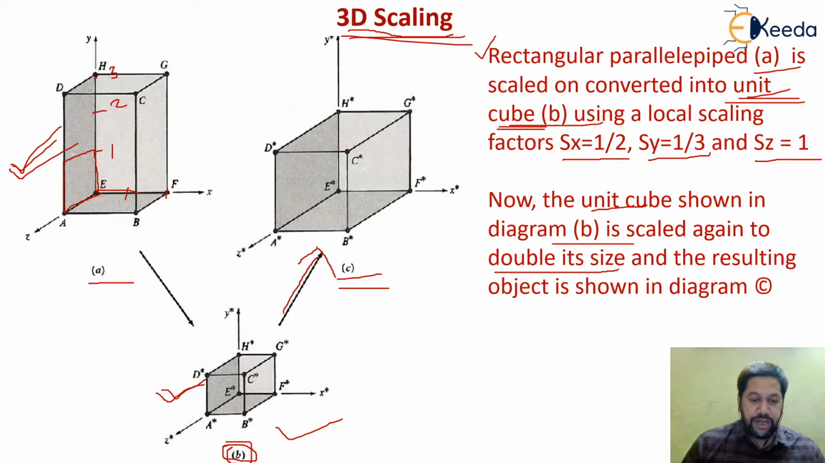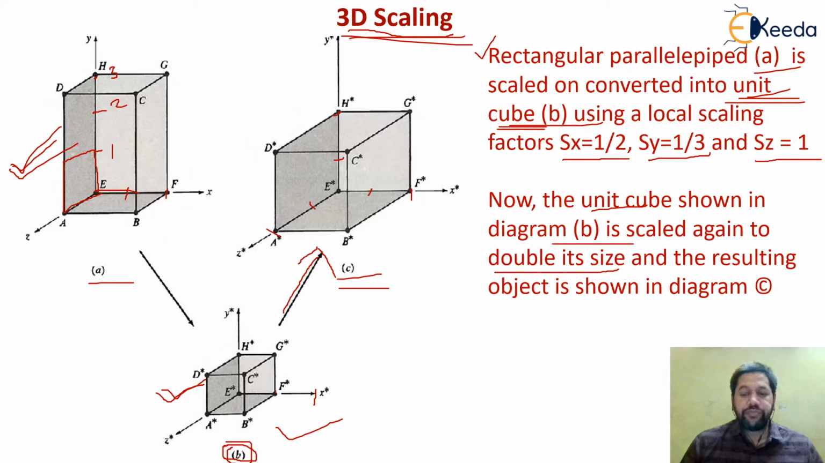If I consider this scale as 1 and this as 2, then the x value is 1 and 2, the y value is 1 and 2, and the z value is 1 and 2, correct? It means in all directions I am scaling this unit cube, and this is my object after doubling the size of the unit cube.